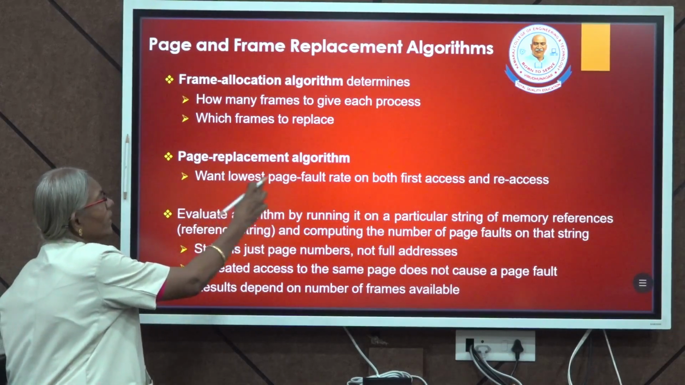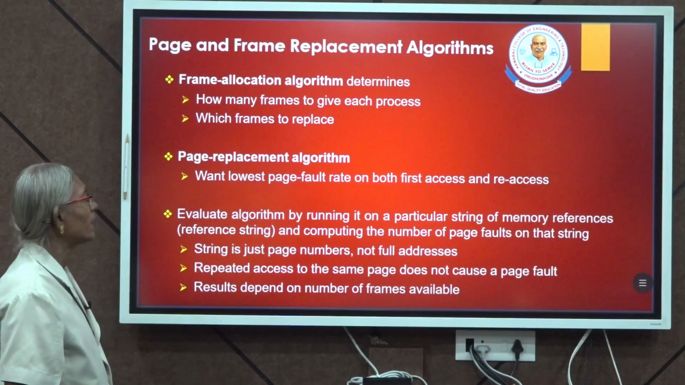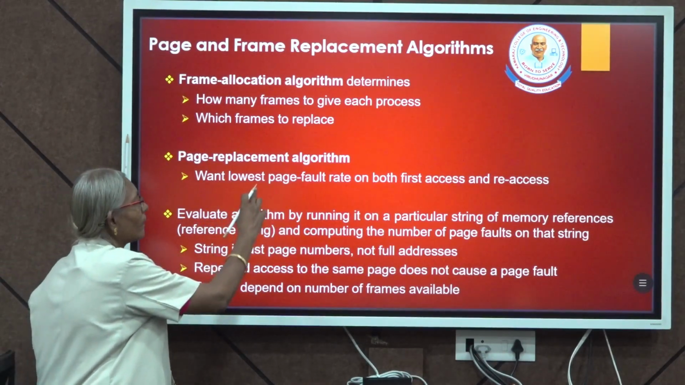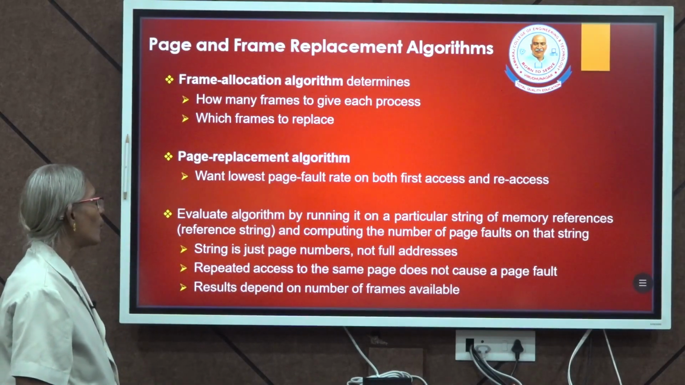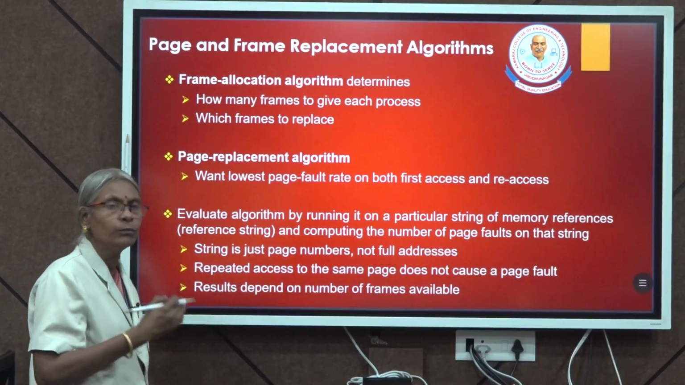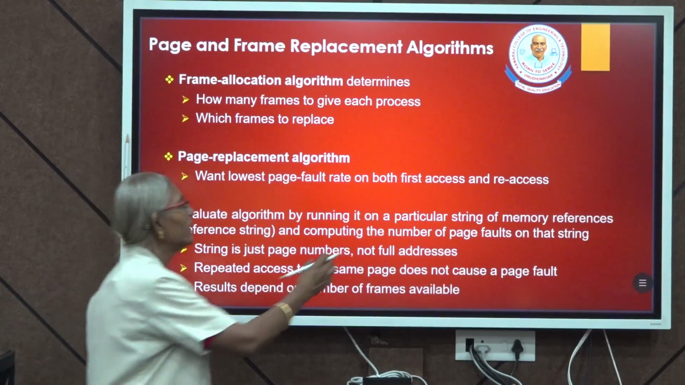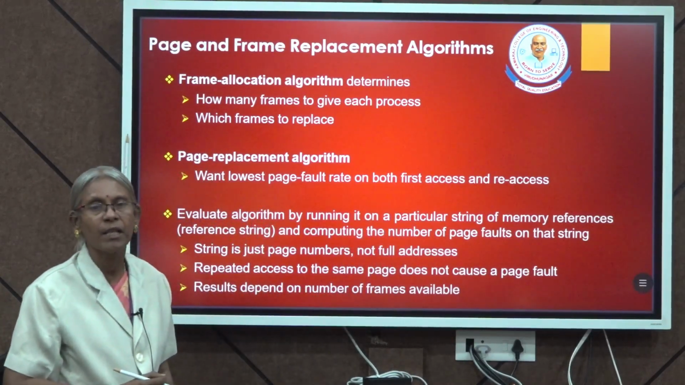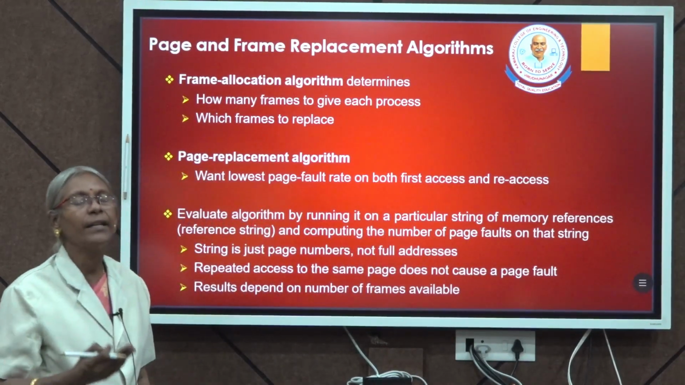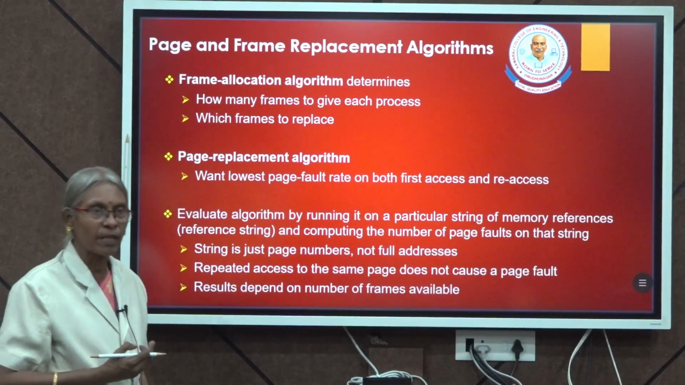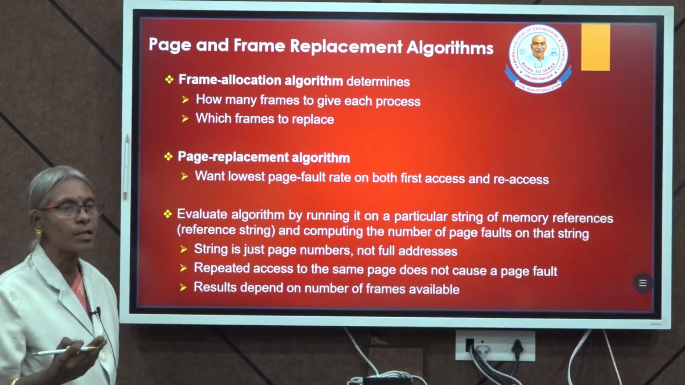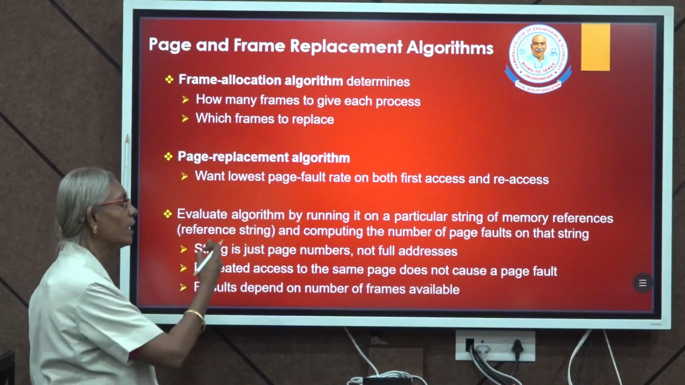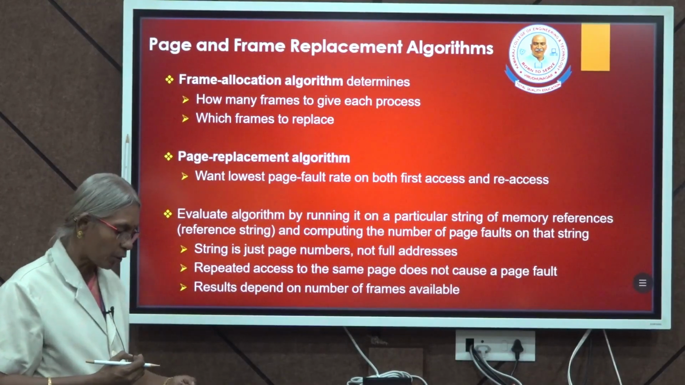So, when we are using the page replacement algorithm, we would like to have the lowest page fault rate. That is very important. So, what we can do, simply we can take a string of memory references and apply that on the page replacement algorithms. We can find the number of page faults and we can evaluate the page replacement algorithm.